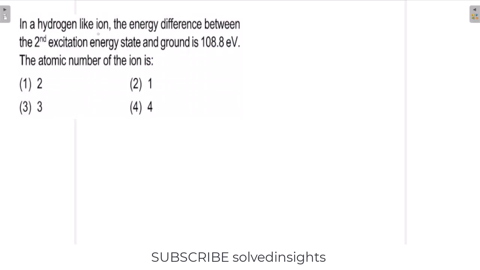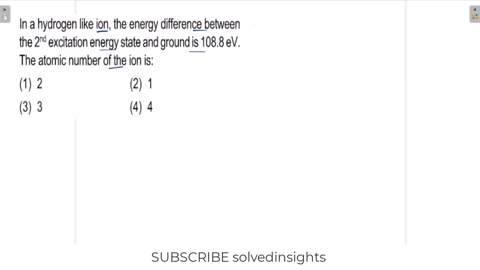In a hydrogen-like ion, the energy difference between the second excited energy state and the ground state is 108.8 electron volt. The atomic number of the ion is? So the energy difference between the second excited state and the ground state is 108.8. We have to find the atomic number of the ion.